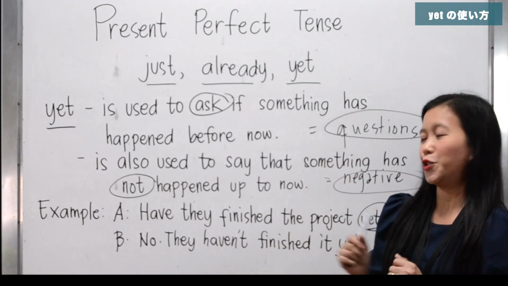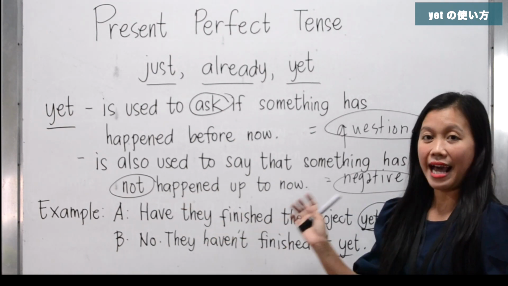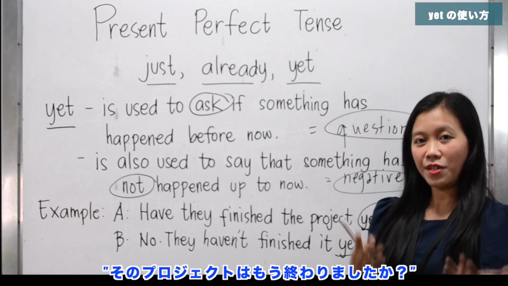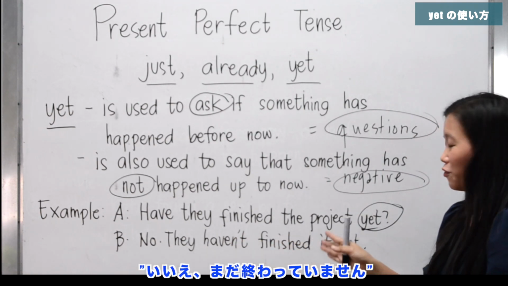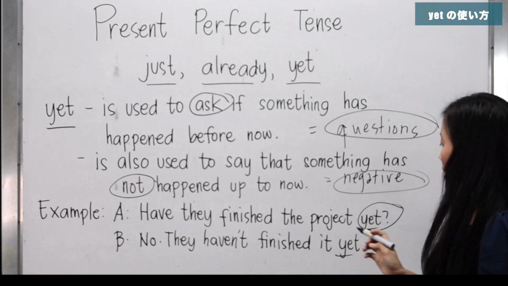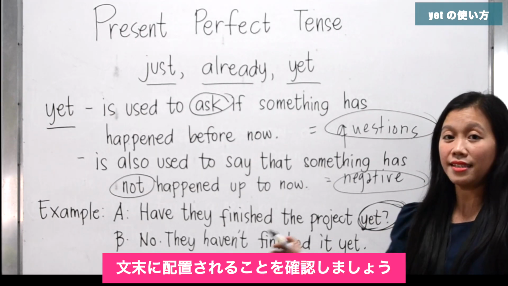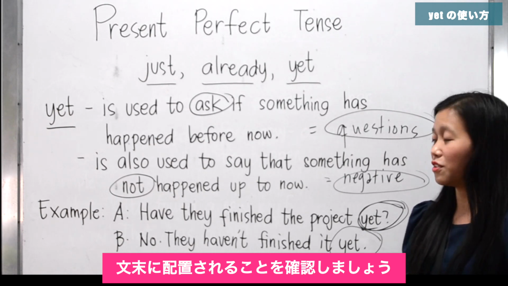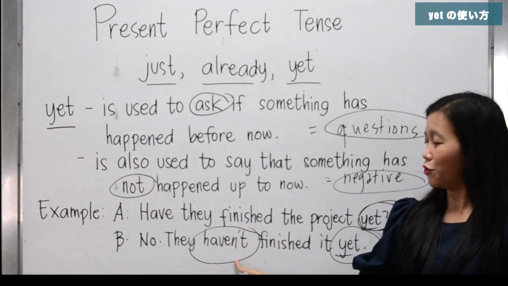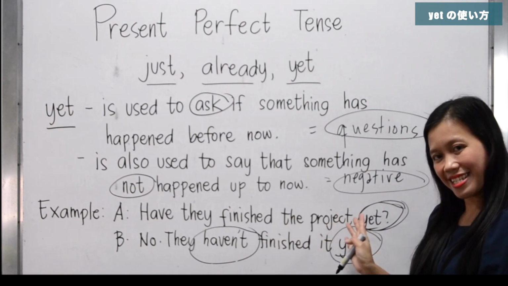Here is a sample dialogue for you. Speaker A asked, "Have they finished the project yet?" And Speaker B answered, "No, they haven't finished it yet." Notice the location of the word yet. It is found at the end of a question and at the end of a negative response. Negative because we have the verb haven't.